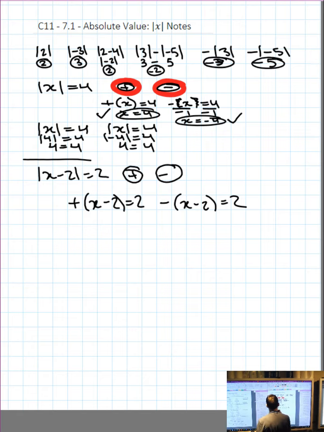So I'm going to solve. The brackets on the left are unnecessary. Scribble them out. Add 2 to both sides. X equals 4. Circle your answer.